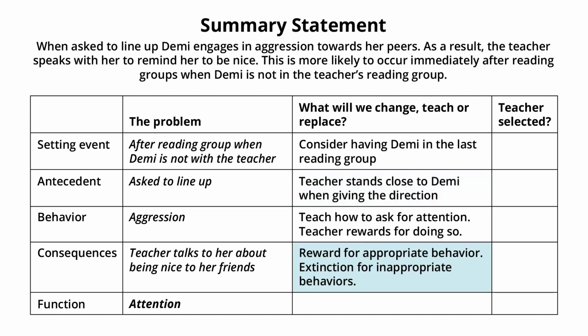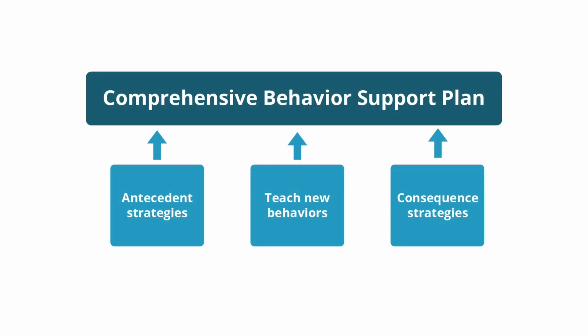Finally, for the consequences, there are two aspects to consider. First, we should figure out how we will reinforce the new behavior of asking for attention. Then we need to determine what will be done when the challenging behavior occurs again. Typically, the challenging behavior is put on extinction. This means that the reinforcement that was maintaining the behavior is withheld. For Demi, this means that she will no longer receive attention when she is aggressive, but only receive attention when she asks appropriately. By thinking about each component of the hypothesis statement and matching the interventions to the student need or function, we can develop a comprehensive behavior plan.